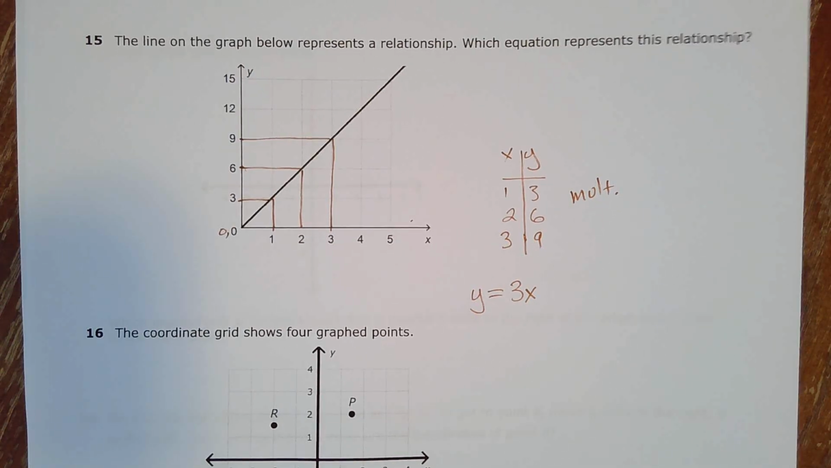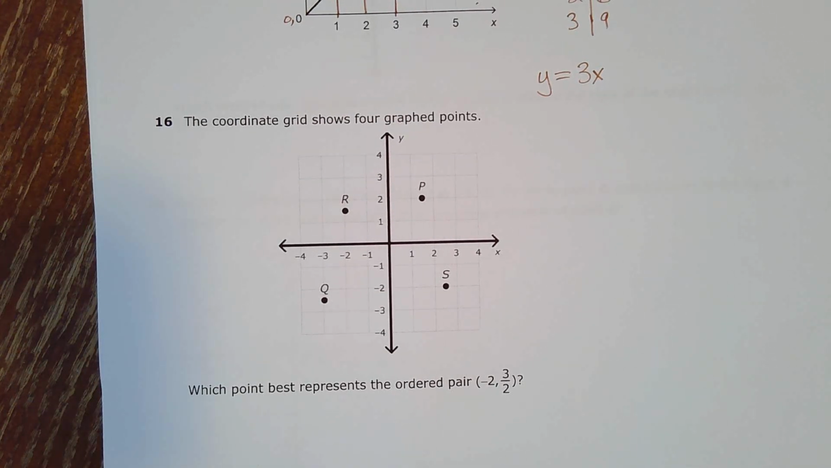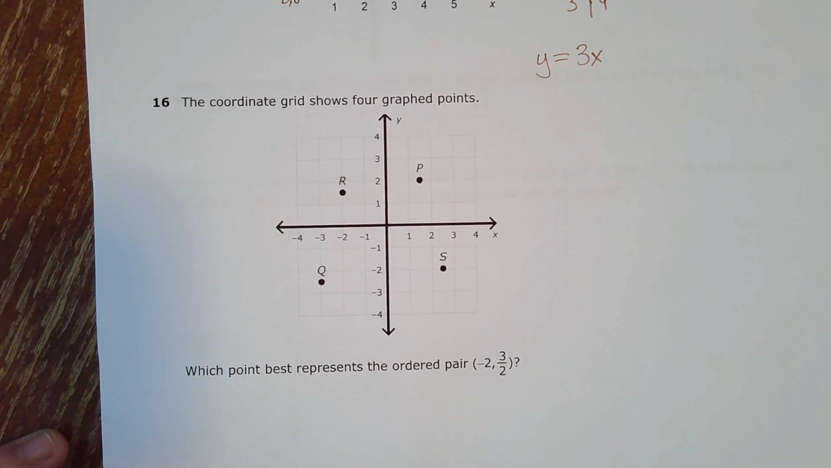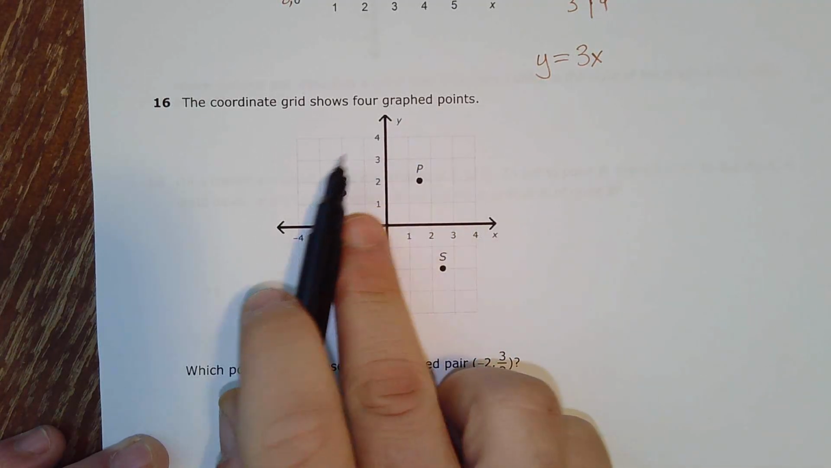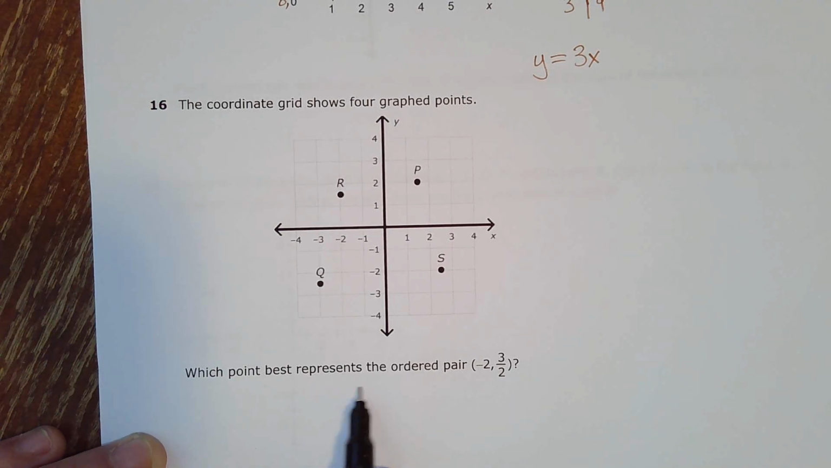All right, next one, 16. Here we go. Okay, so I don't necessarily have to build anything here, but it says here's our coordinate grid. Okay, quadrant 1, 2, 3, 4. They don't really care about that necessarily. I just like to reinforce it. Which point represents the ordered pair?